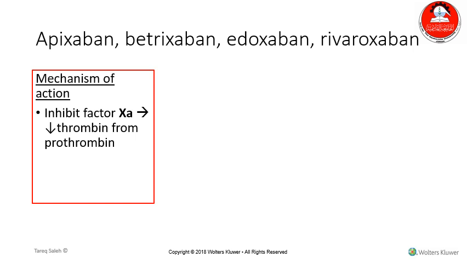Remember that heparin does the same thing, right? Heparin also interferes with the activation of factor 10, whether unfractionated or low molecular weight heparin. They both do that, but they don't do it directly. They do it by enhancing the function of antithrombin 3. These drugs directly inhibit activated factor 10.